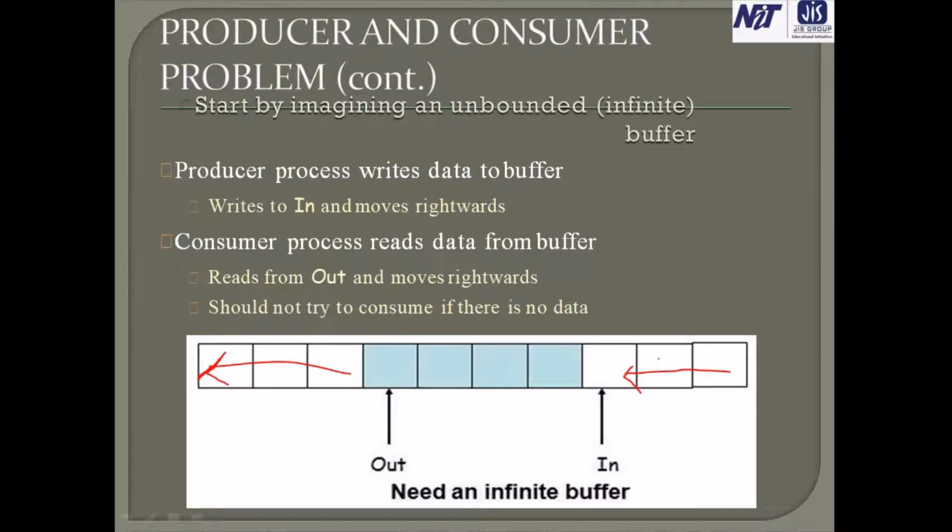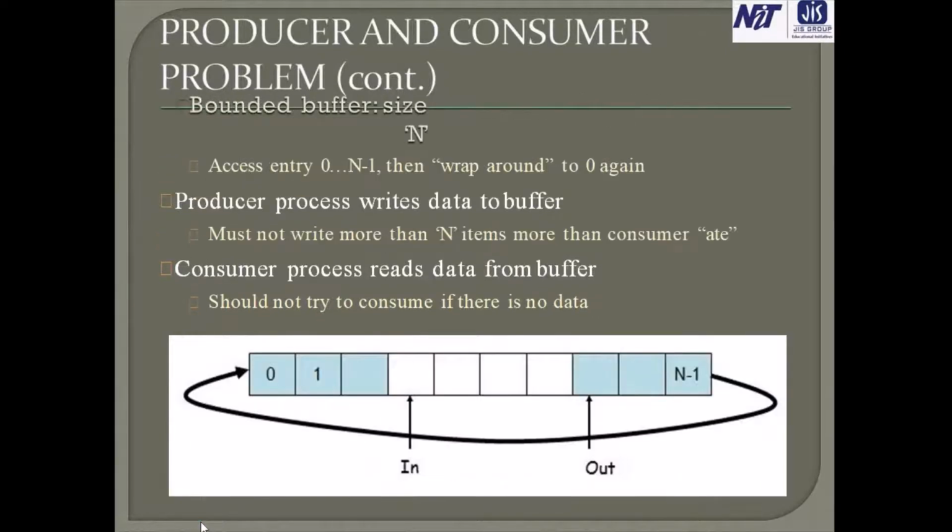At the same time, a consumer process reads the data from the buffer. Once an item or information is read, the position moves rightward, so it will read the next item. But the consumer should not try to consume if there is no data. If all data are already read, it can't read anything.